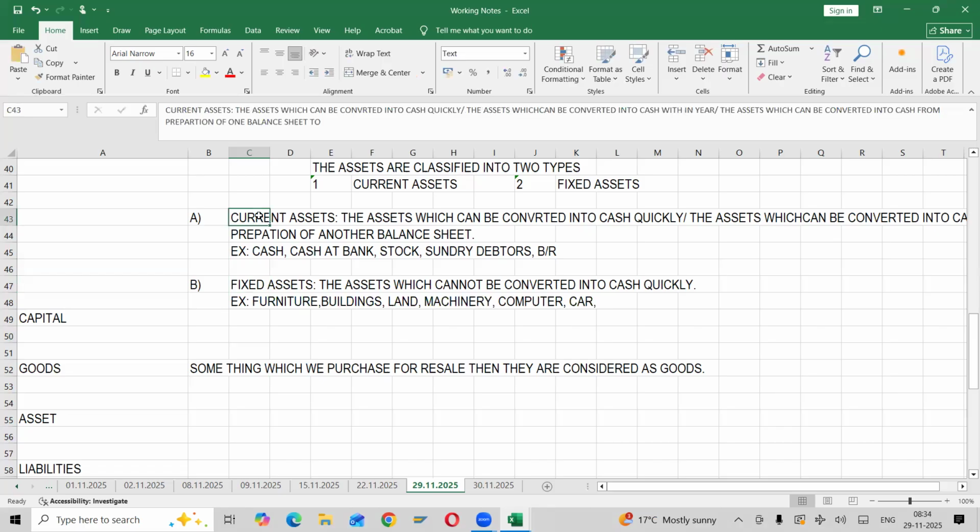Current assets and fixed assets. Clear? If I'm having some amount in my bank, if it's not a fixed deposit, do I keep it for a longer period as it is? I got my salary, my bank account has been credited. Will I keep it as it is for a longer period, or will I draw it immediately? Immediately, in the sense within a month, to meet my expenses, I'll withdraw it. So that is nothing but your current asset. Hope you got the difference between a current asset and a fixed asset.